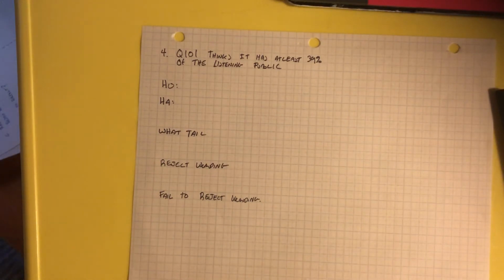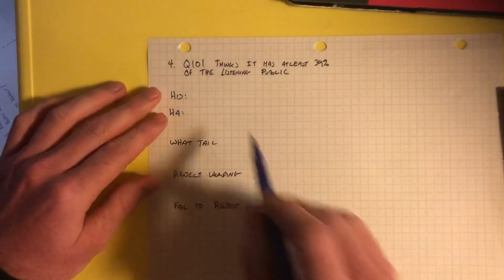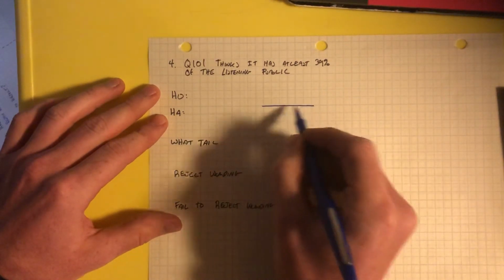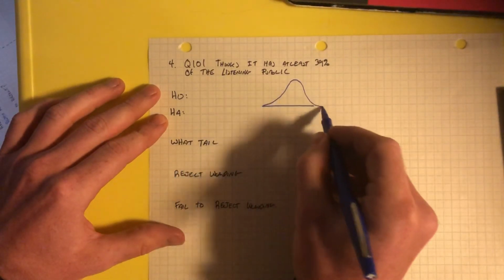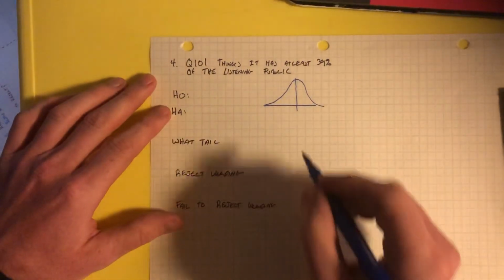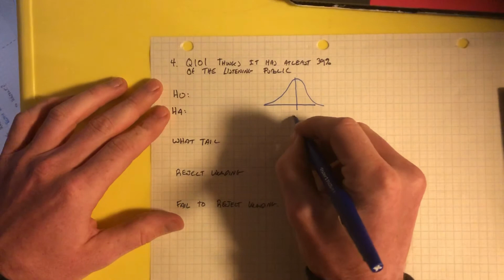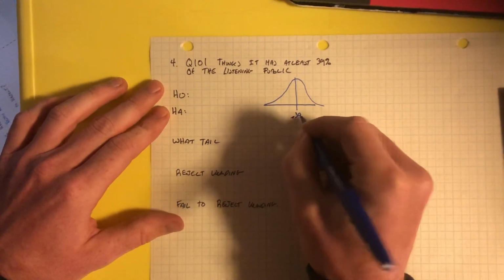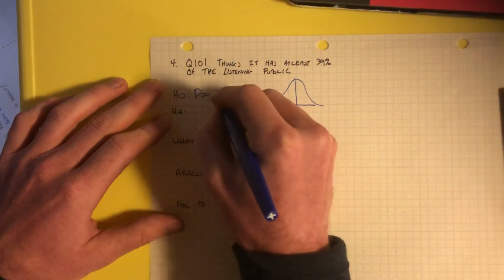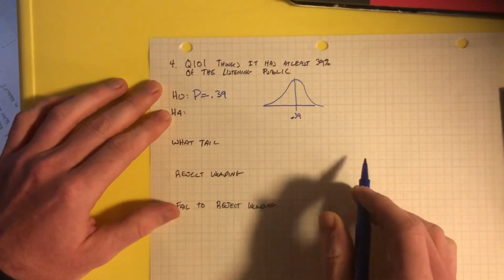Here's a throwback for you. Q101 thinks that at least 39% of its listeners, it gets 39% of the listening public, right? So that means out of all the people listening to the radio, 39% are listening to Q101. Great station. We'll put 0.39 down here. So this is going to be a proportion. P equals 0.39.